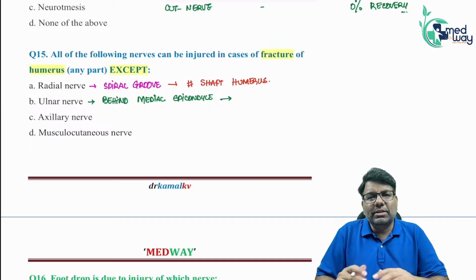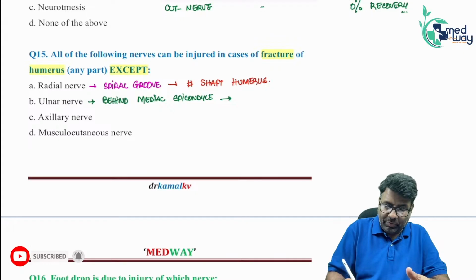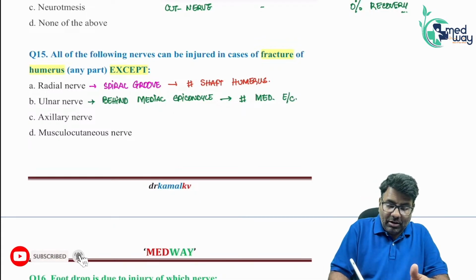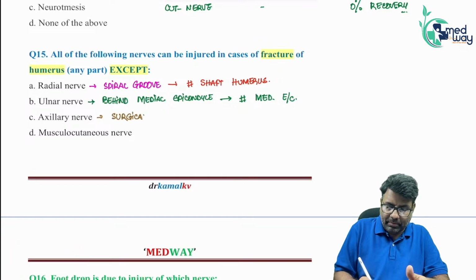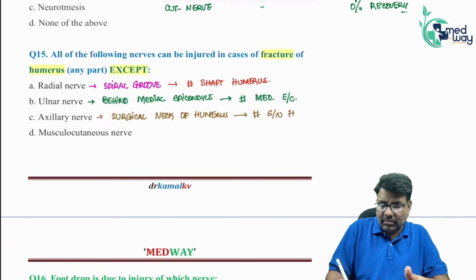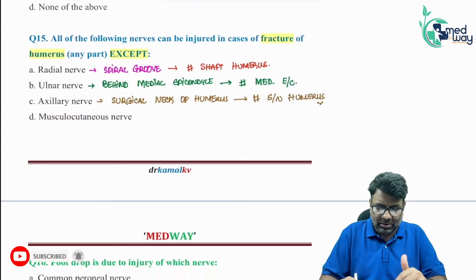Therefore, if there is any fracture of the medial epicondyle, there is a possibility of injury to the ulnar nerve. Axillary nerve is related to the surgical neck of the humerus, and therefore, if there is any fracture of the surgical neck of the humerus, there is a possibility of injury to the axillary nerve. So these are a few nerves which are very commonly injured in fractures of the humerus.